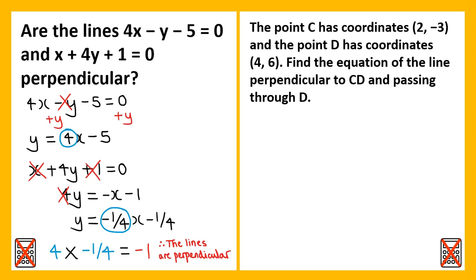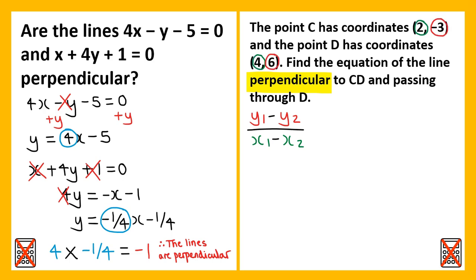The point C has coordinates 2, negative 3, and the point D has coordinates 4, 6. Find the equation of the line perpendicular to CD and passing through the point D. If it's perpendicular to CD, I'll need to start by finding out what the gradient of CD is using the information provided. I can do this using the version of the change in y over change in x formula that looks at the difference between the x and y values of two coordinates, y1 minus y2 over x1 minus x2.